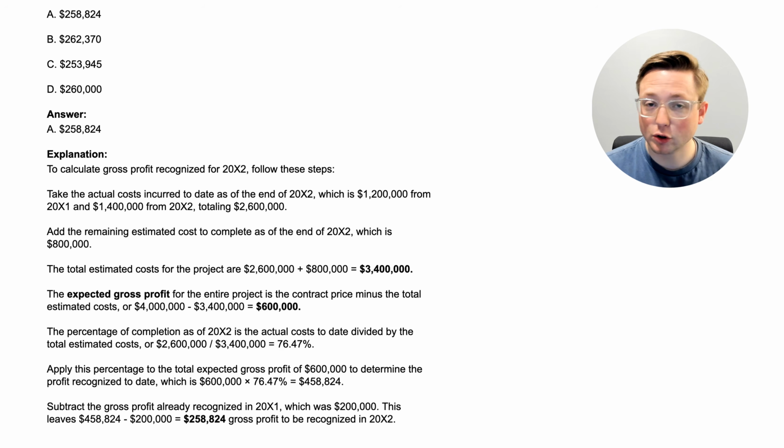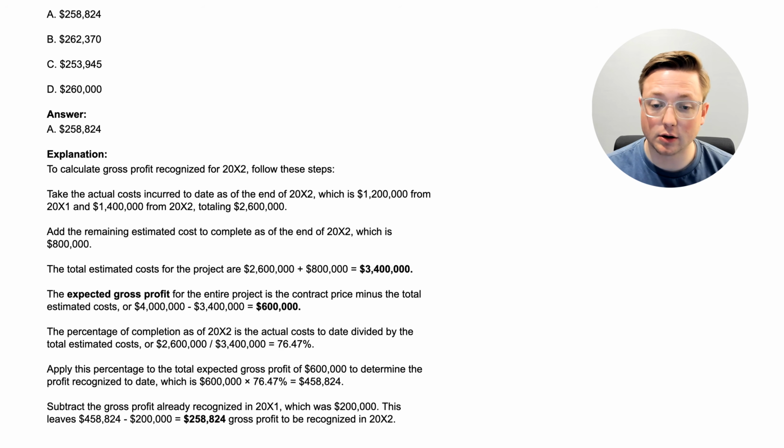Again, there are multiple steps, but they're not too bad once you know how it works. To calculate gross profit recognized for 20X2, we follow these steps. First, you take the actual costs incurred to date as of the end of 20X2, which in this case would have been the $1,200,000 from 20X1 and the $1,400,000 from 20X2. So those were the actual costs that we for sure know as of the end of 20X2.